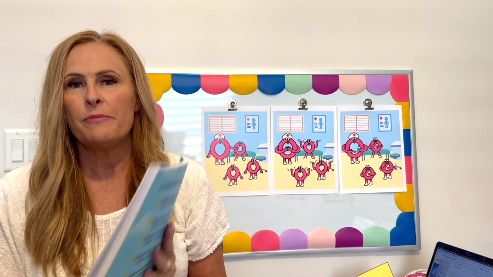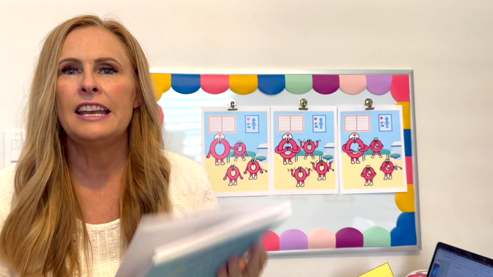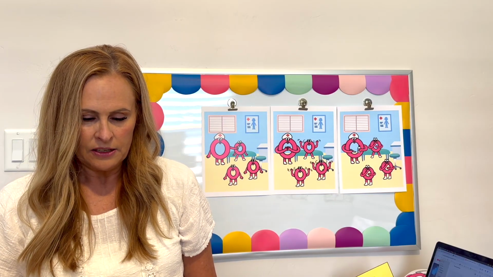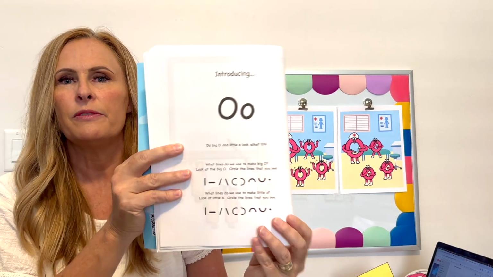Hi friends, we're back for another lesson from Alphabet Town Adventures. We're in volume 3 and today we're going to do the letter O. So that is going to be lesson 2 on page 12. If you find your page 12, this is what we're going to start with.